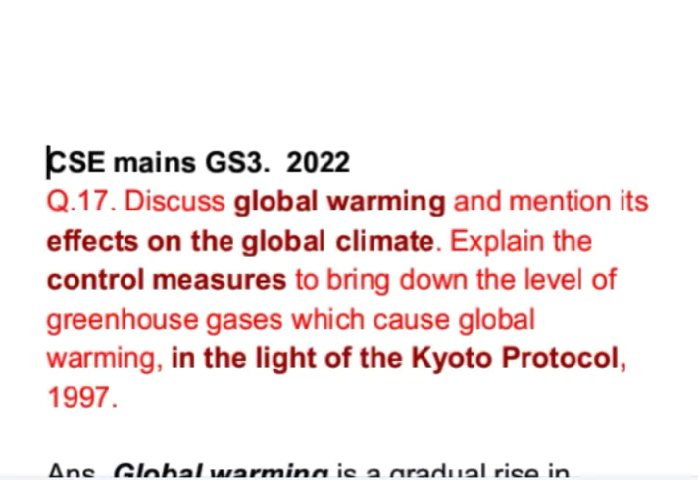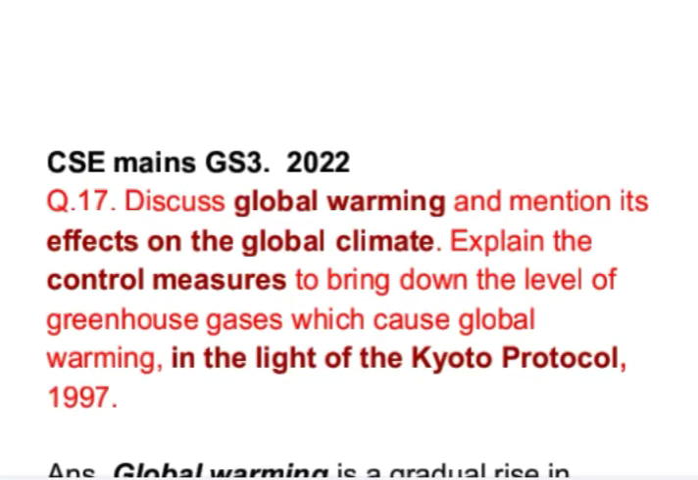The question is: discuss global warming and mention its effects on global climate. Explain the control measures to bring down the level of greenhouse gases which cause global warming in light of Kyoto Protocol 1997. In this question, we have to answer three things.